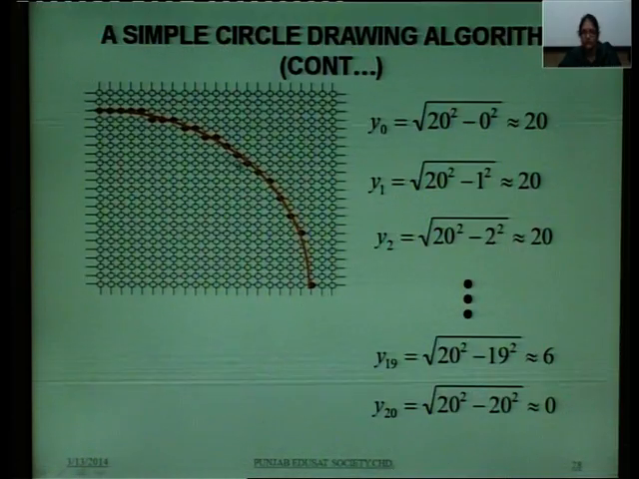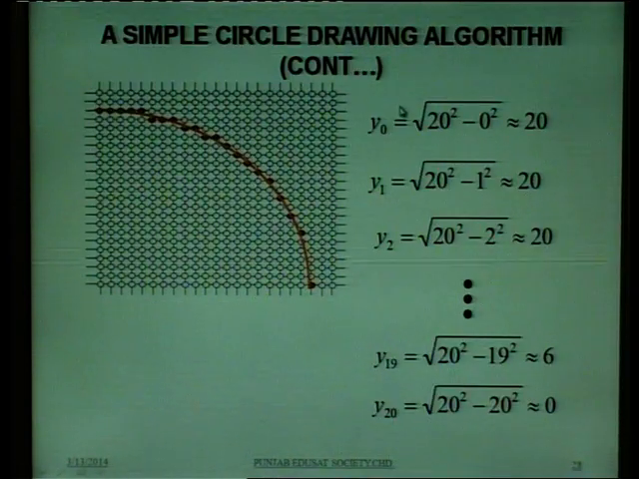This is the location of the pixels on the symmetry of the circle, which is drawn by applying the method: y0 is equal to square root of 20 square minus 0 square, that is equal to 20, y1 is equal to 20, y2 is equal to 20. Similarly, y19, y20 is equal to 6 and 0. These are the values of the y coordinates which are calculated according to the values of x coordinates.